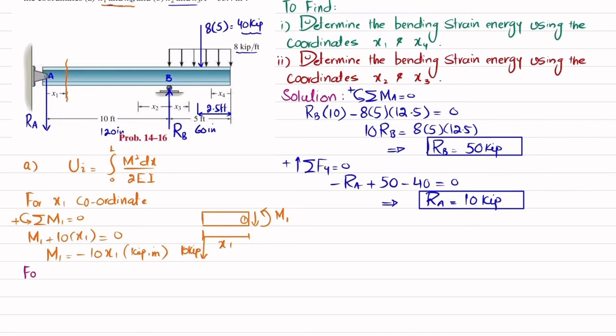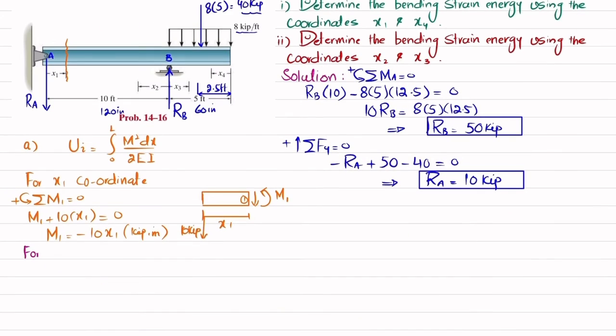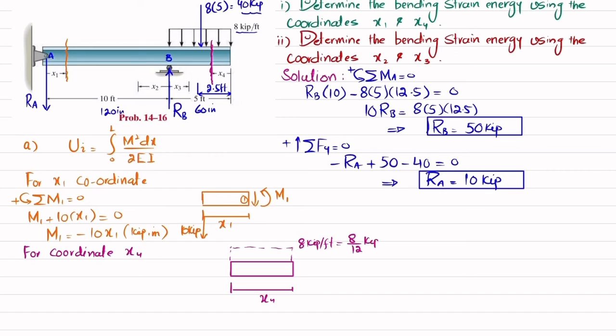Now we'll find the moment for coordinate x4, because in the first portion it is x4. So for coordinate x4, you can see it is over here. So we will cut the beam over here and draw the free body diagram. So this is the beam. Here this is the coordinate x4. Here this is the uniformly distributed load, which is 8 kips per feet. So in inch it will be 8 divided by 12 kips per inch. Clear?